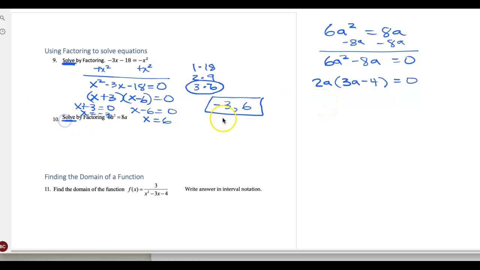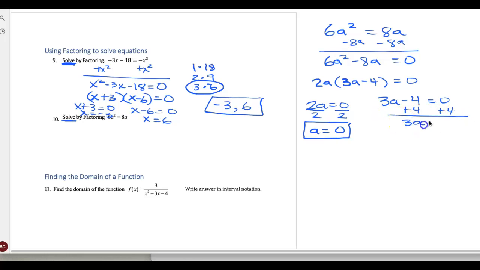It's telling me to solve. 2a equals 0, and 3a minus 4 equals 0. All right, so now let's solve each of these. To get a by itself here, it's connected by multiply, so let's divide both sides by 2. Well, 0 divided by any number is just 0, so a equals 0 is one of my solutions. Here I need to start by adding the 4 over. So I get 3a equals 4, and then divide both sides by 3, so a equals 4/3 would be my other answer.